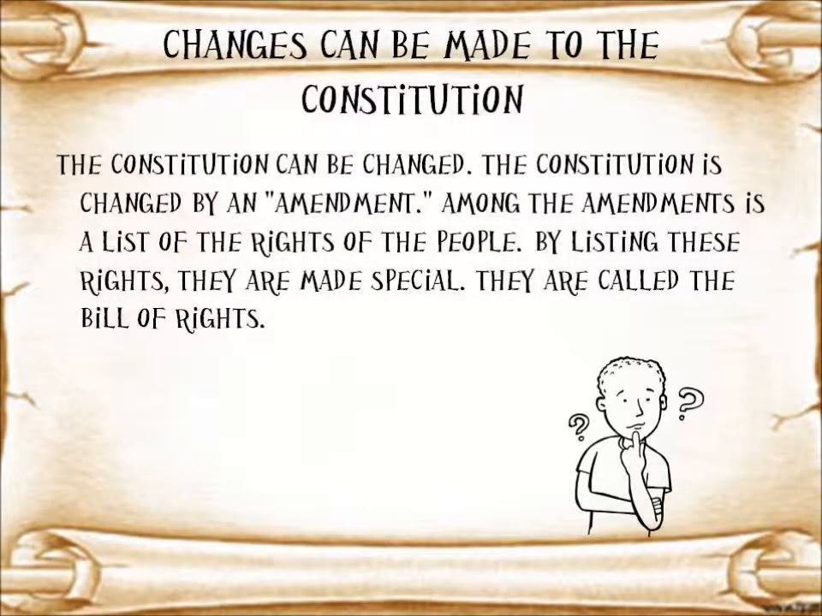Changes can be made to the Constitution. The Constitution can be changed. The Constitution is changed by an amendment. Among the amendments is a list of rights of the people. By listing these rights, they are made special. They are called the Bill of Rights.